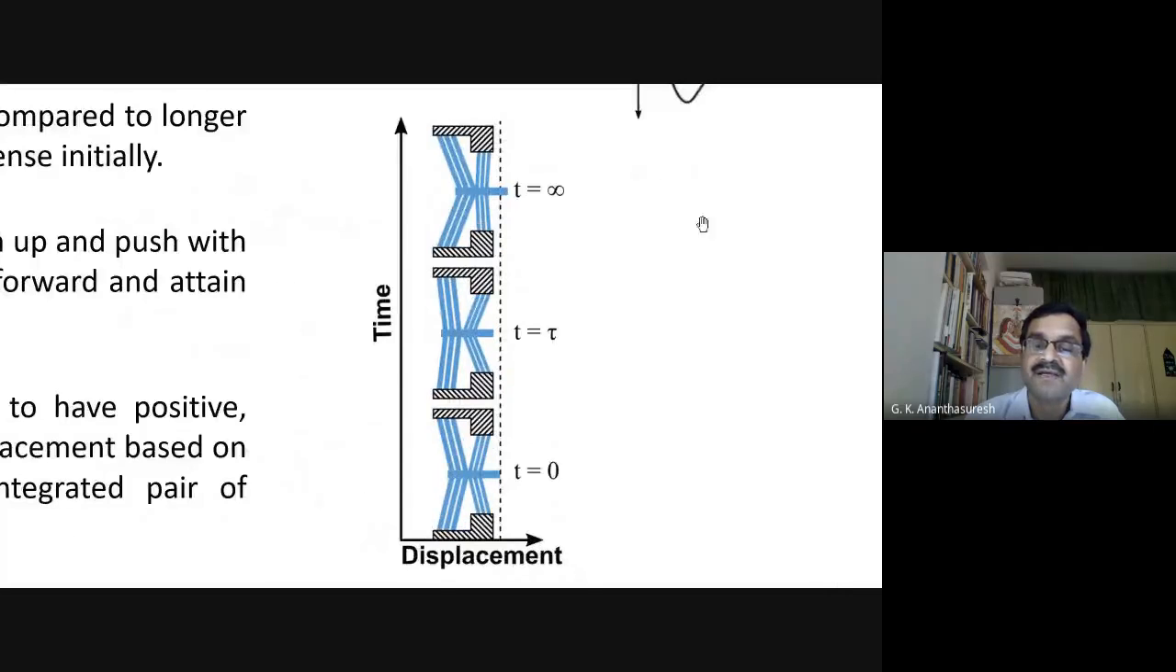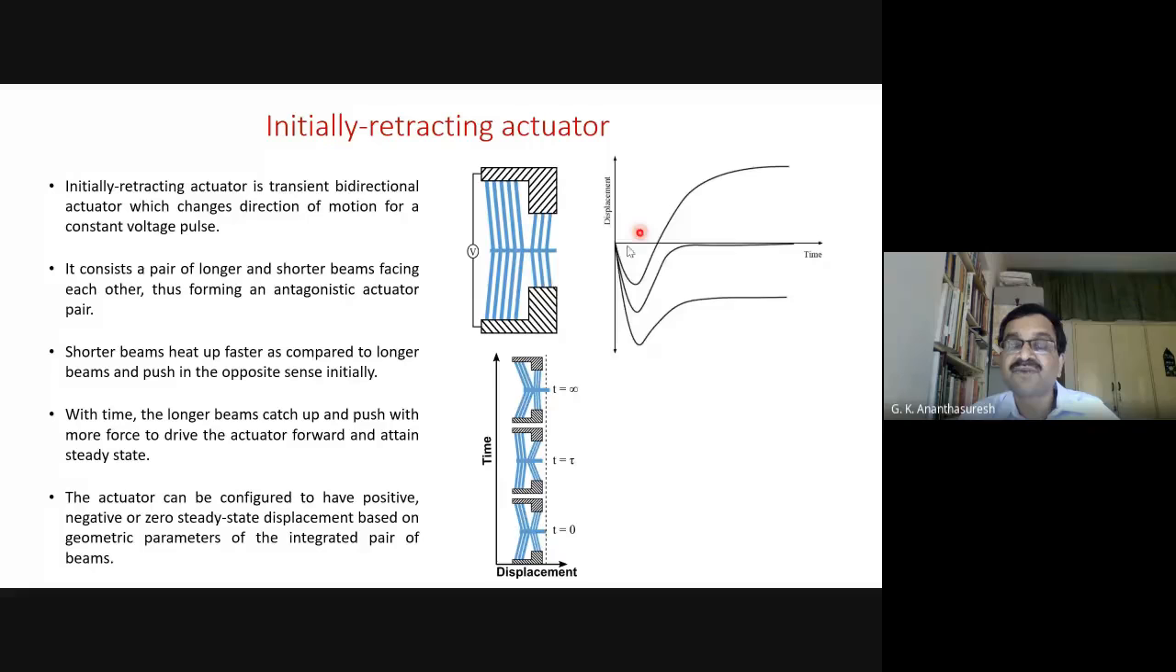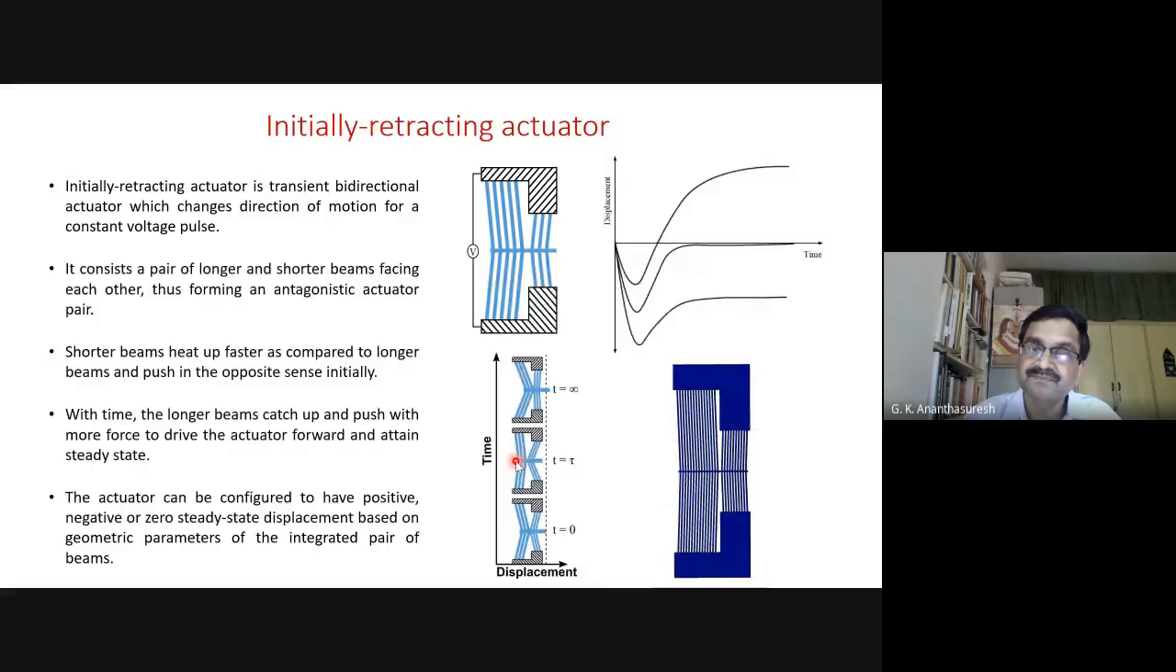Yeah. See, initially it is here. When I just actuate, in that dynamic time, it's only a few milliseconds, it actually comes back. And then you continue, it actually goes forward. This is what we call an initially retracting actuator, and that's what we need for our design so that this bistable switch can go back and forth. And you can see how it happens.